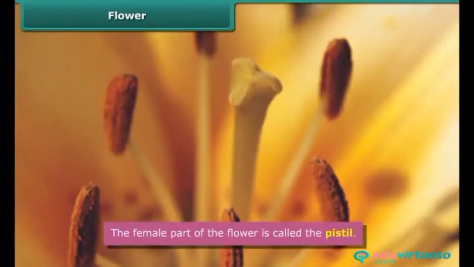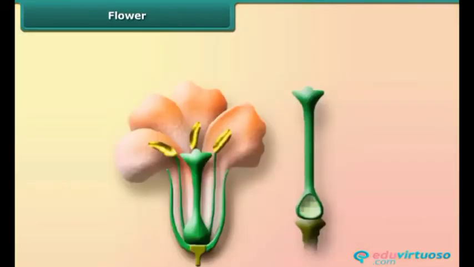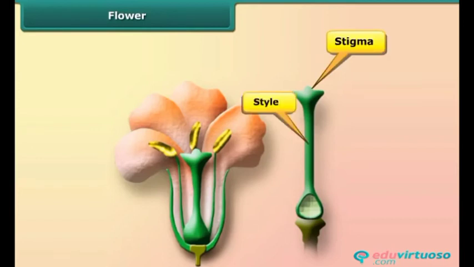And the female part of a flower is known as pistil. Okay, this pistil is the innermost part of the flower, and this pistil has three parts. They are stigma, style, and ovary. So, pistil is the female part of the flower, and it contains stigma, style, and ovary. These are the three parts of a pistil.